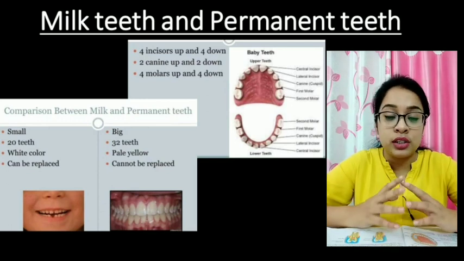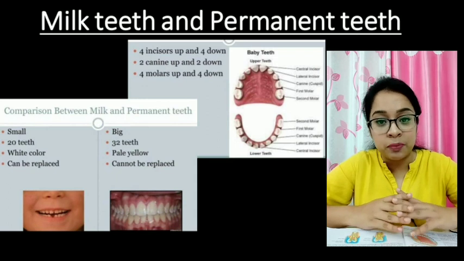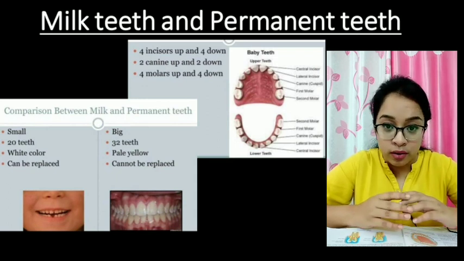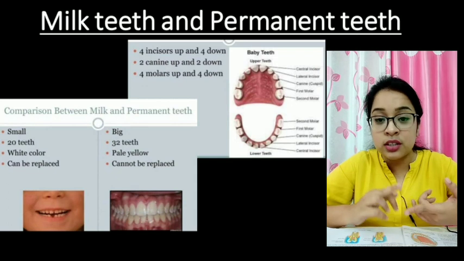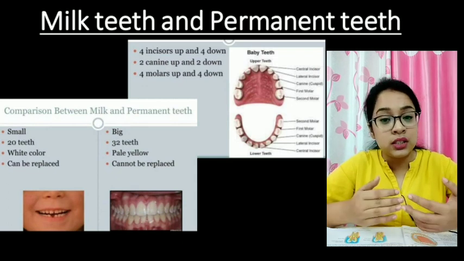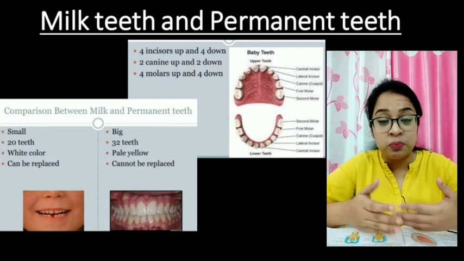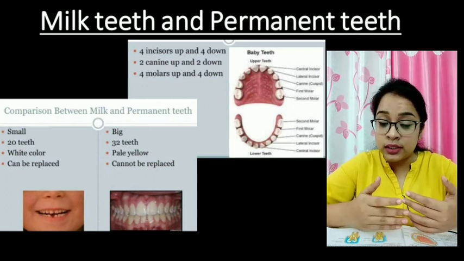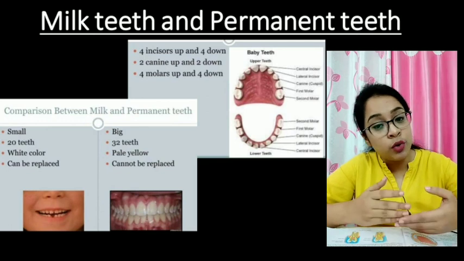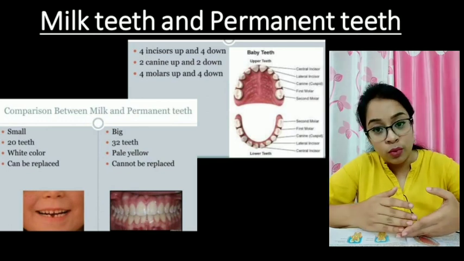Now, there is a difference between the number of teeth in milk teeth and in permanent teeth. In milk teeth, generally the number of teeth is 20. They do not have premolars. They have incisors, canines and molars. But in case of permanent teeth, the total number is 32. That includes 4 incisors, 2 canines, 4 premolars and 6 molars.